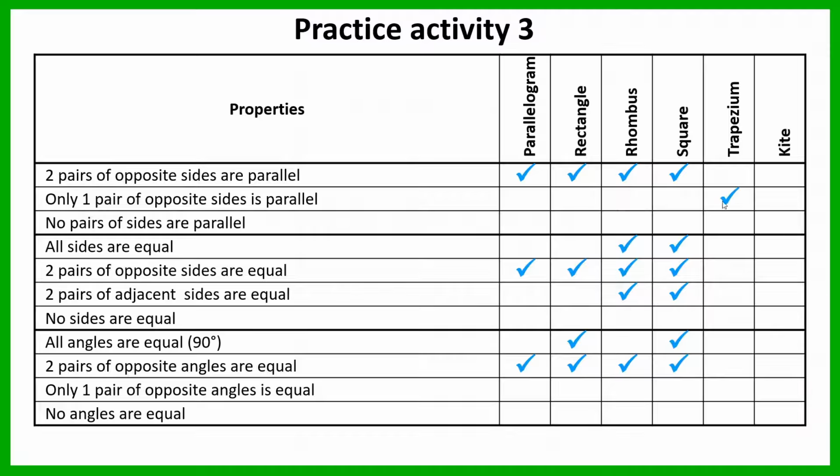Then for a trapezium, only one pair of opposite sides is parallel. There are no sides that are equal, and there are no angles that are equal. Then for a kite, there are no parallel sides. Two pairs of adjacent sides are equal, and only one pair of opposite angles is equal. Right, so those are all the properties related to parallel sides, the lengths of the sides, and the interior angles of the quadrilaterals. Now let's have a look at the properties relating to the diagonals.